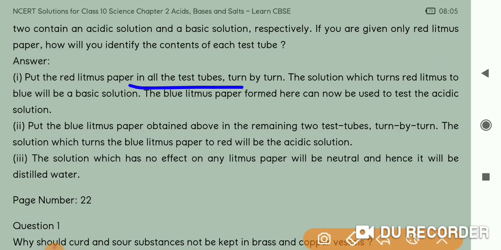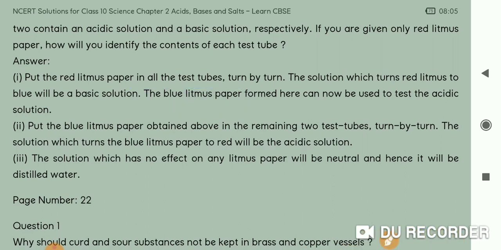So we have got the basic solution, because red litmus paper will not change color in an acidic solution, it will remain red only, and in water also, as it is neutral, it will not show any change. It will become blue only when there is a base in the test tube. Okay, so we have identified one. Now see, the blue litmus paper formed here can now be used to test the acidic solution.